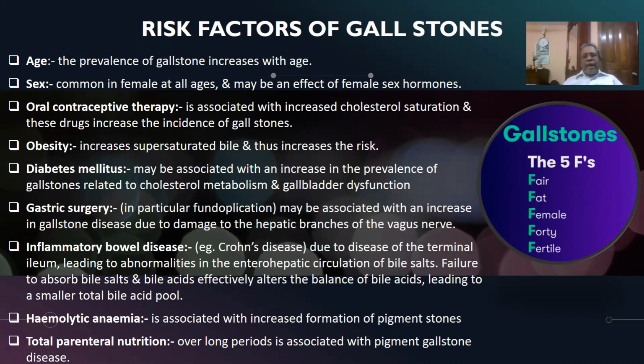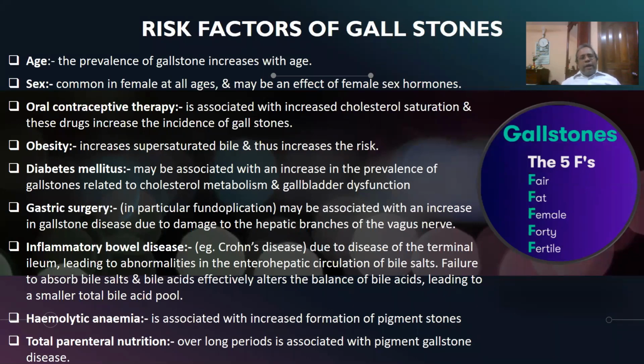In case of hemolytic anemia, that means hemolysis of the RBC, there are a lot of causes: hereditary spherocytosis, elliptocytosis, thalassemia. Most of all are hemolytic diseases causing more breakdown of the RBC and more production of the pigment. For that reason, there is more formation of stones.